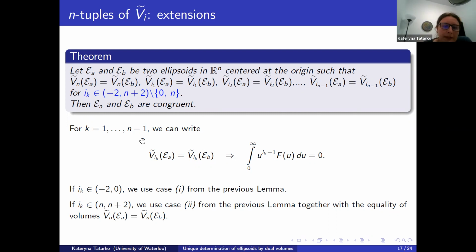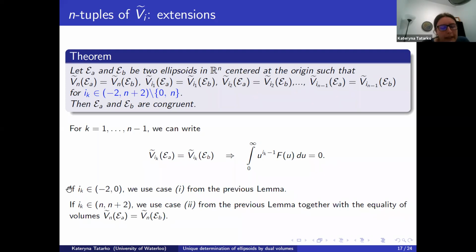So in order to proceed as before, we start with our n-1 integral conditions, because the first relation is just equality of volumes. And we want to write them in this form, so that these integrals are equal to 0. If we do this, then we can apply one of the previous lemmas and show that capital F is identically equal to 0. But in order to write them in this form, we need to be careful where the indices of these dual volumes are coming from. So if the index of dual volumes lies in the interval from 0 to n, then we can proceed as before, and we can write it in this form. We can use our first representation lemma, and everything's fine.